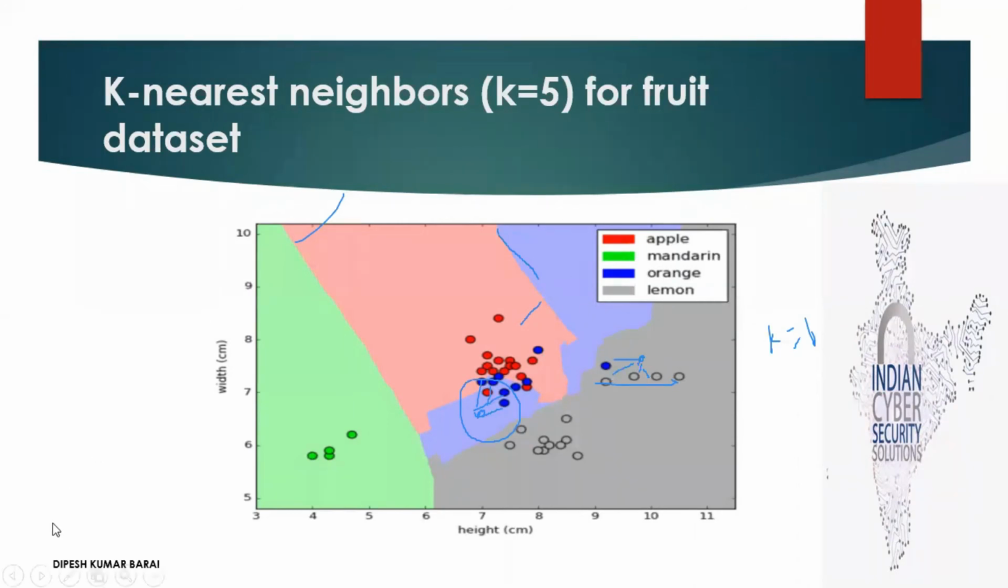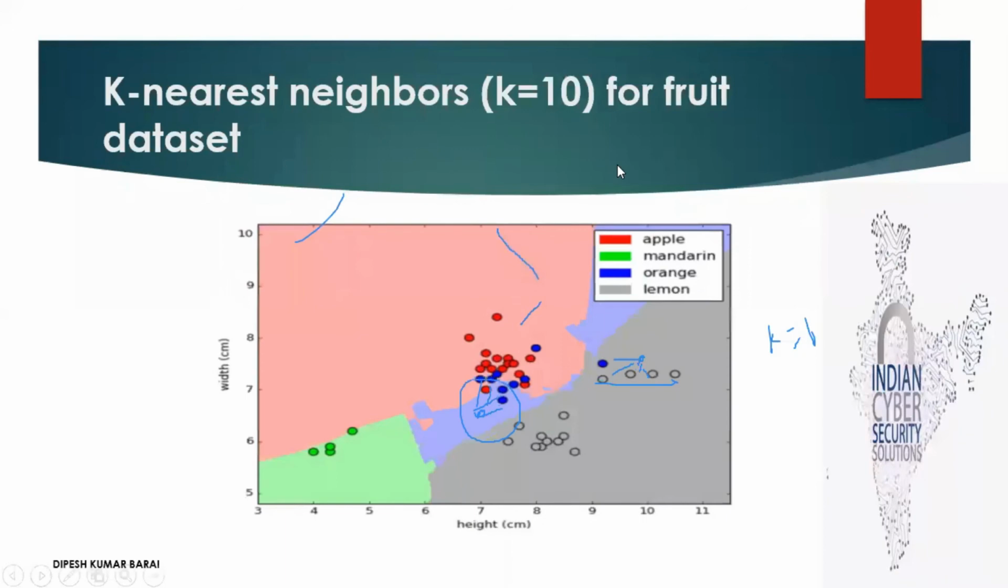Okay, so now here we have taken k equal to 10. So here also the boundary changes. Okay, if you put a data point over here, suppose a new data point, what will be the class of that point? If you take the 10 data points, 1, 2, 3, 4, 5, 6, 7, 8, 9, 10. So most of the data points are blue. So that's why here if a new data point comes, this data point will be an orange data point.